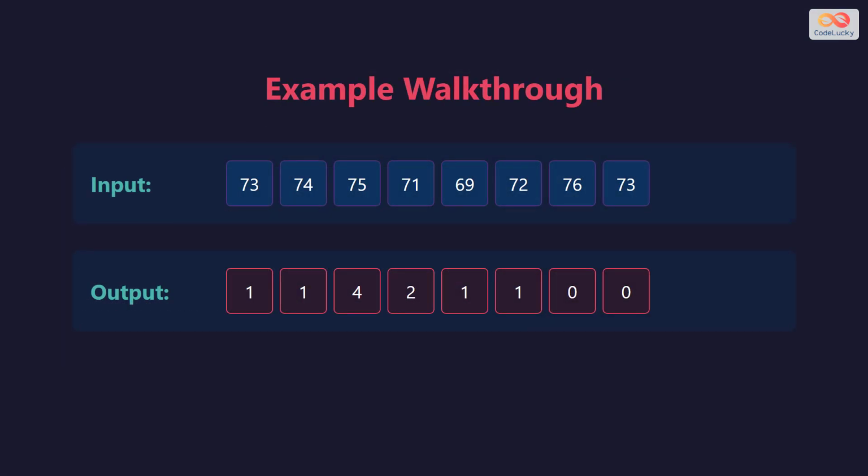Let's look at an example to understand this better. Look at the input array. On the first day, the temperature is 73. The next day is 74, which is warmer, so we only wait one day. However, look at the third day with 75. We have to wait 4 days until we see 76, which is higher than 75. For the last few days, there are no warmer days ahead, so the answer is 0.